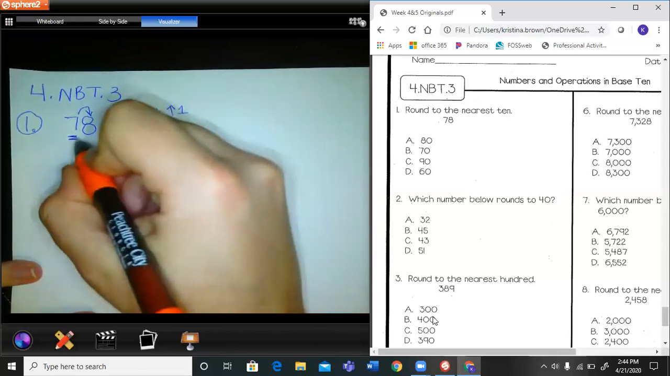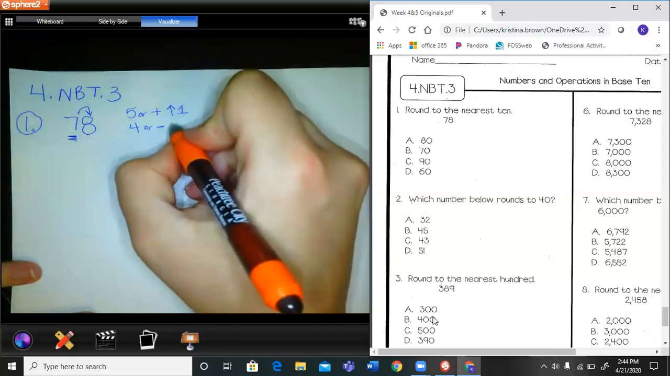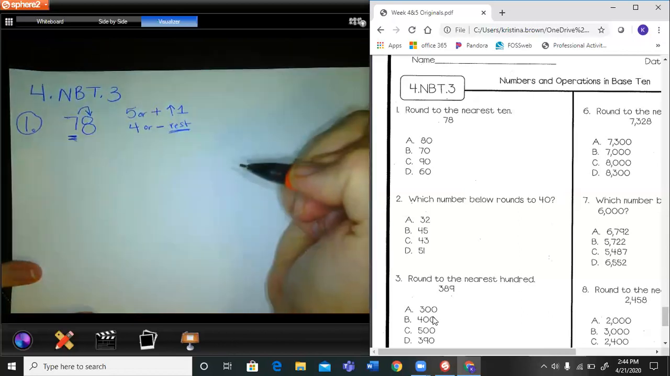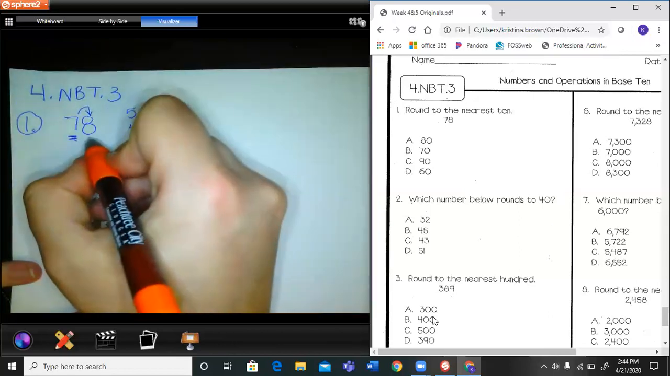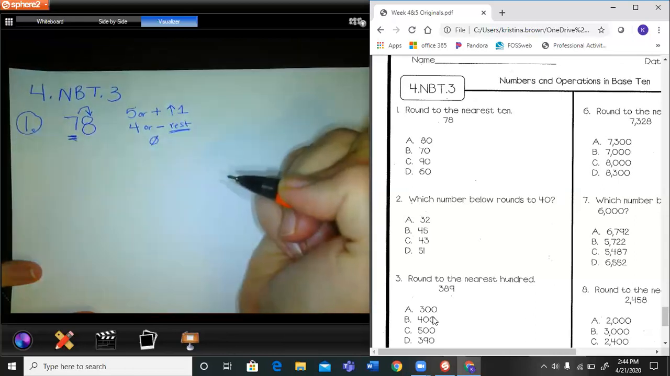Four or less, my underlined digit stays the same. We say 4 or less, let it rest. And then all the numbers to the right turn to 0 with the fright.